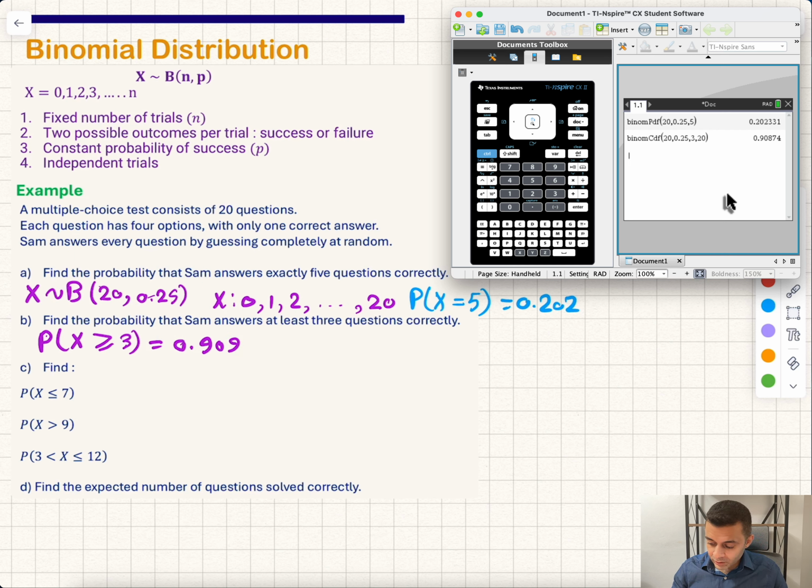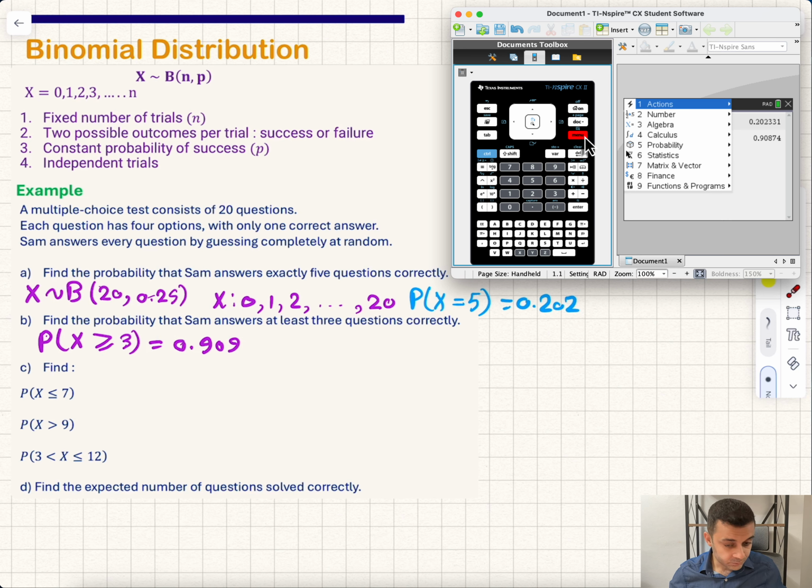Now, here we need to be careful about inequalities and the bounds. Here find the probability of solving 7 questions or less correctly. So it could be 7 as maximum or upper bound, or 6 or 5 or 4, all the way up to 0, which is the lowest value, or it will be here the lower bound.